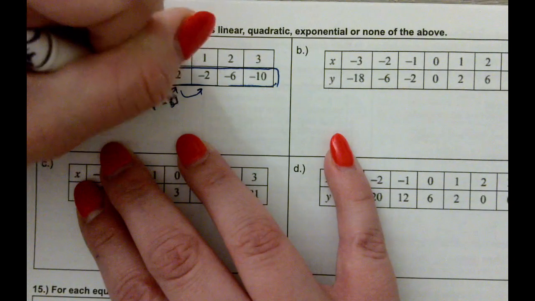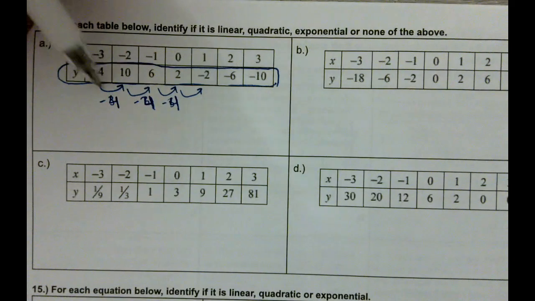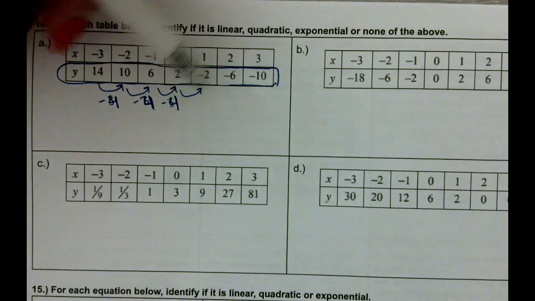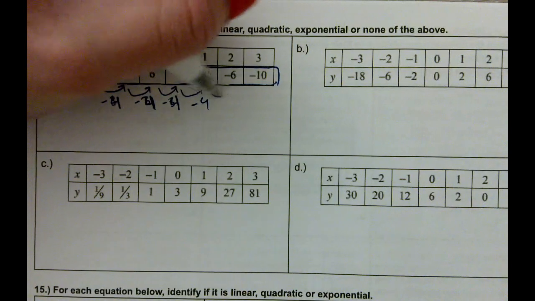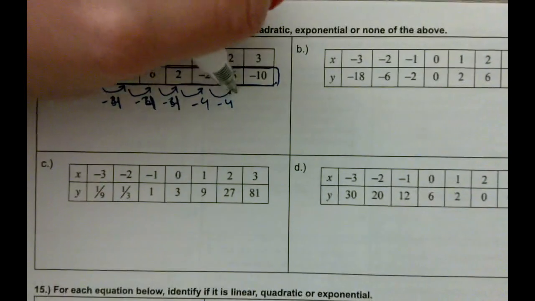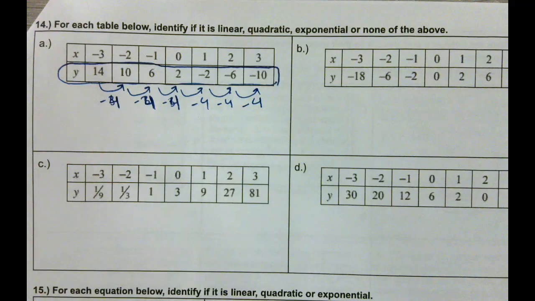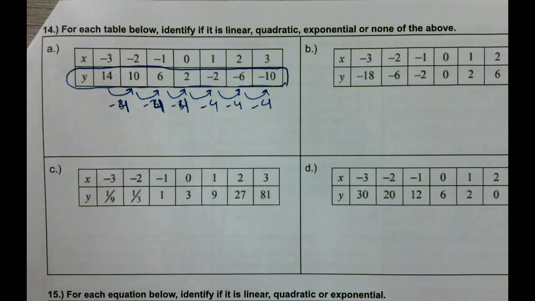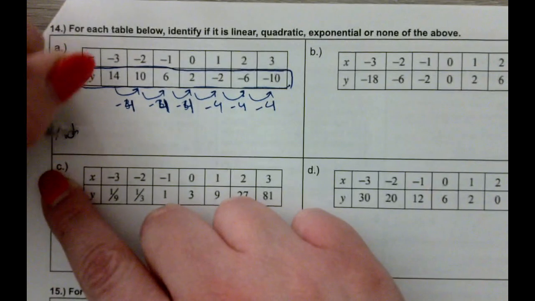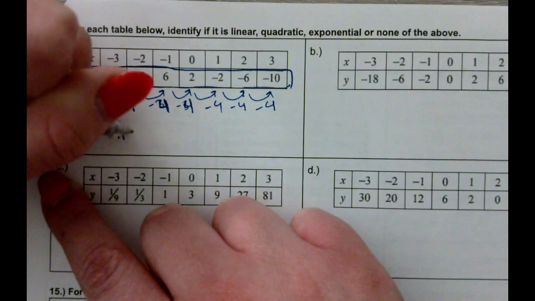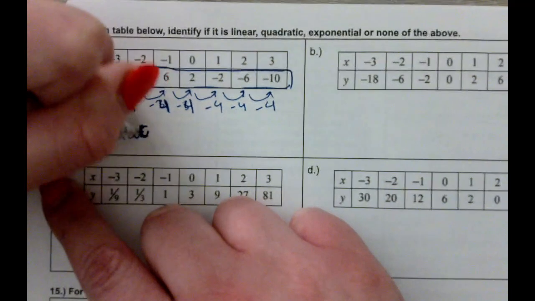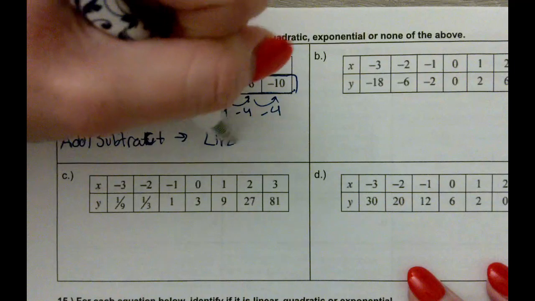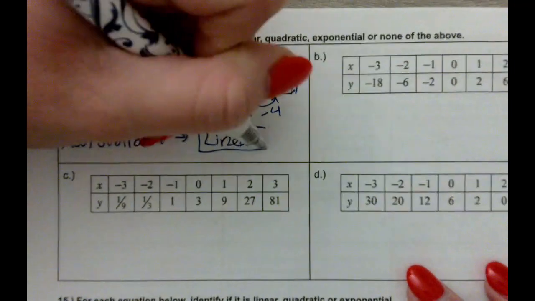Forgive me. Okay. 14 minus 4 is 10. 10 minus 4 is 6. 6 minus 4 is 2. 2 minus 4 is negative 2. Negative 2 minus 4 is negative 6. And minus another 4, we are at negative 10. This pattern holds up. Now remember, when you add or subtract, that means you have linear. A linear function.